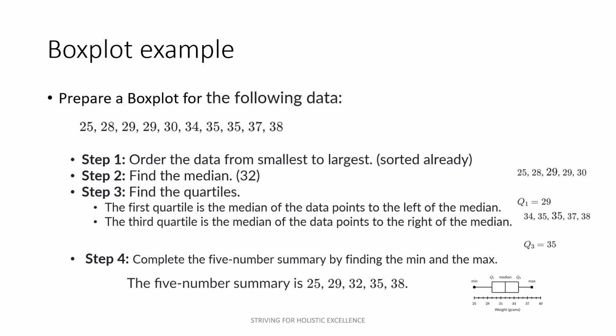Now, if you ask me what the anomalies are, all the numbers that are less than 29 and all the numbers that are greater than 35, that is, all the numbers less than Q1 and all the numbers greater than Q3, can be considered as anomalies or outliers in the data. So here, to the left of 29 we have 25 and 28, which could be considered anomalies, and to the right of 35 we have 37 and 38, which could also be considered anomalies.